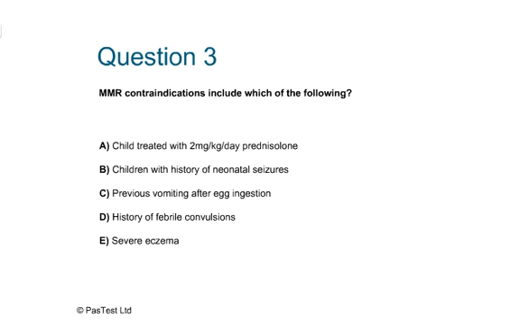Question 3. MMR contraindications include which of the following? A. A child treated with 2 mg per kilogram per day of prednisolone. B. Children with a history of neonatal seizures. C. Previous vomiting after egg ingestion. D. History of febrile convulsions. And E. Severe eczema.